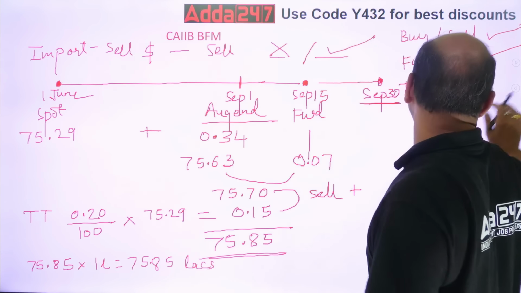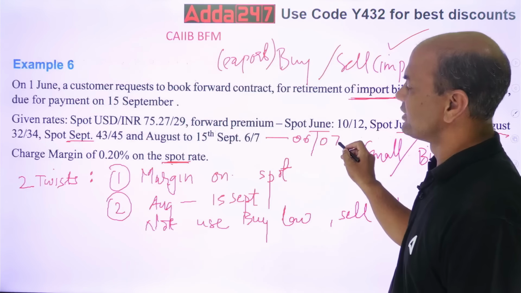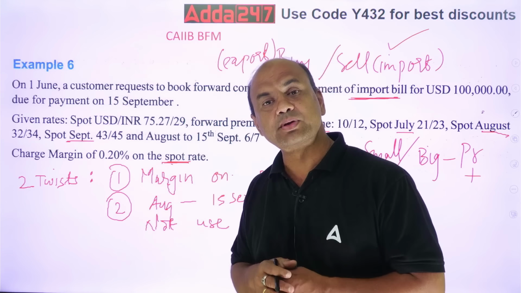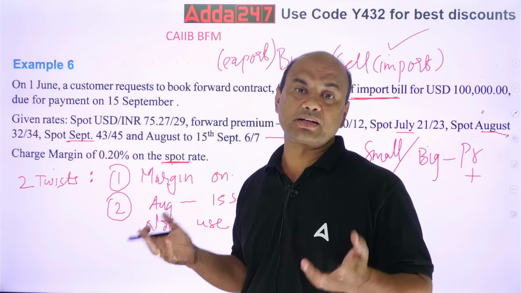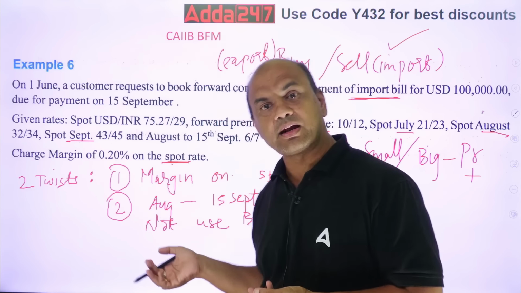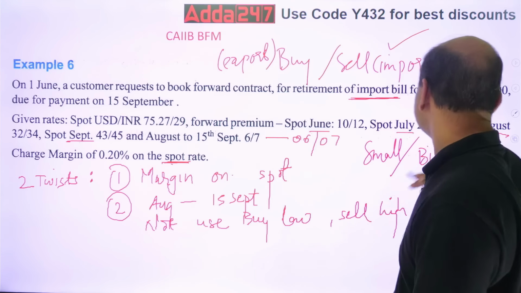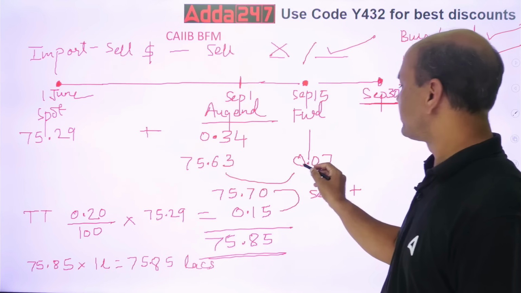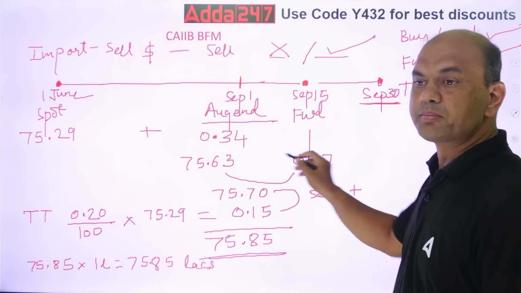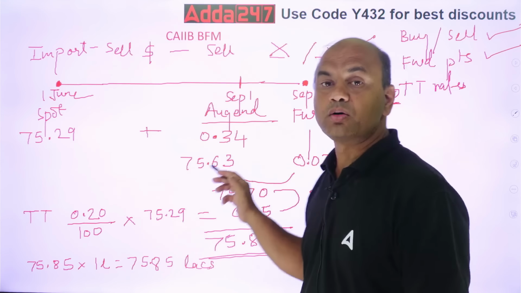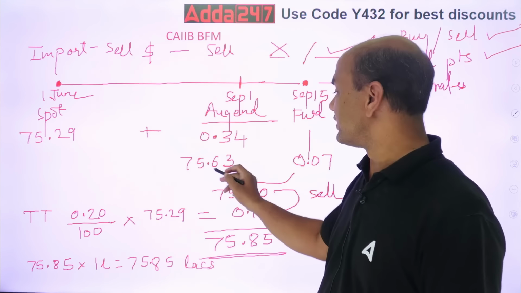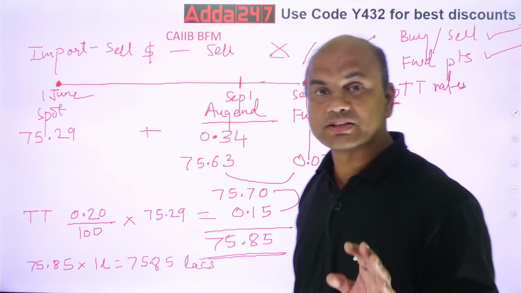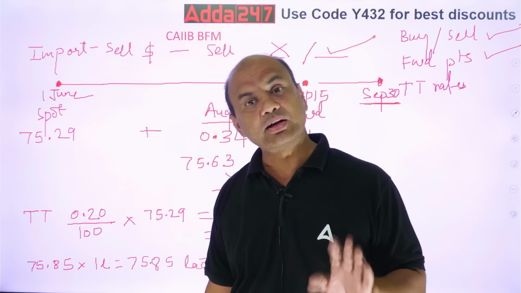Add or subtract? Again look at it. Is the currency in premium or discount? Say this 67. The right side is bigger. If the right side is bigger, what does it mean? It means the currency is in premium. So again I'll add it. Right? Clear? So I'll add this now. See this, 75.63 plus 0.07. So 75.70.